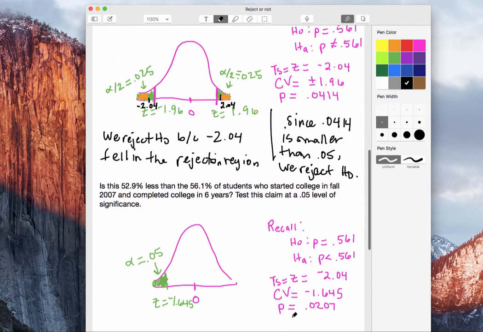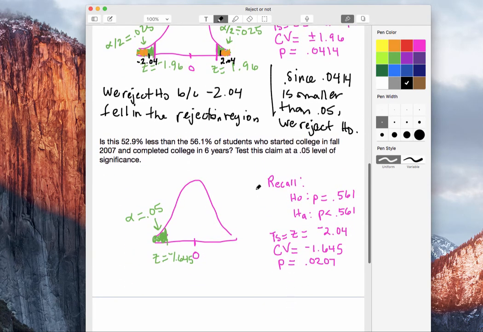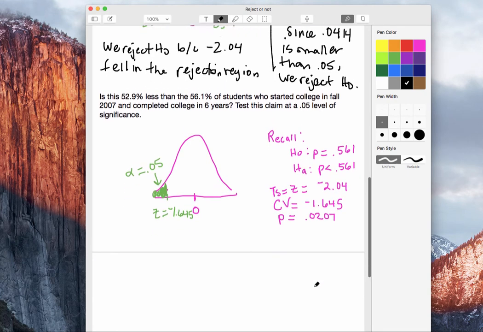And lastly, so that was a two-tailed test. Here's a one-tailed test. We were trying to see if 52.9% was less than 56.1%, a rate from prior years. And we're testing the claim at 0.05. So we'd set up our hypotheses with the proportion equal to 0.561. We're testing to see if it's less. We had a critical value. We computed a test statistic, and we computed a p-value. Now we just have to draw our conclusion.